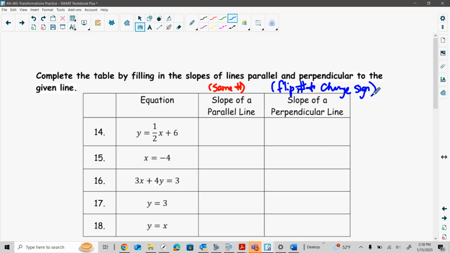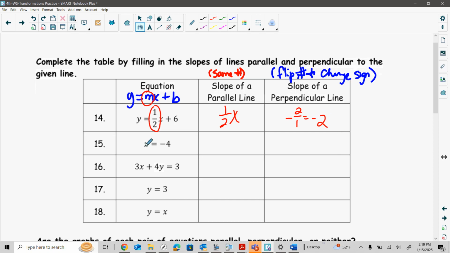Okay. So in order to see the slope, the equation has to be in mx plus b form. Because m, right here, the number in front of the x is your slope. So I can see this one. This is the slope. So the parallel is going to be the same number. The perpendicular is flipping the number and changing the sign. This ends up becoming negative 2 over 1, which is just negative 2.